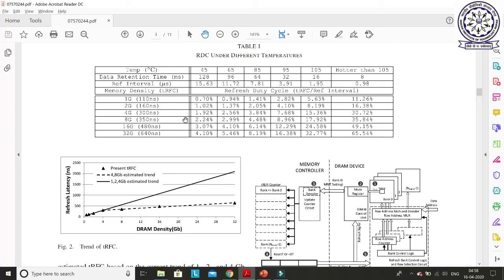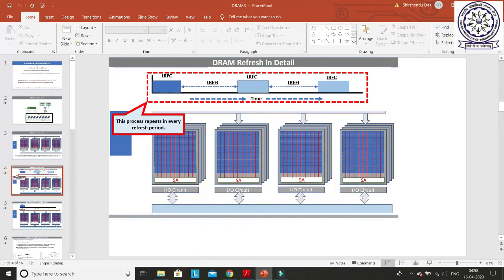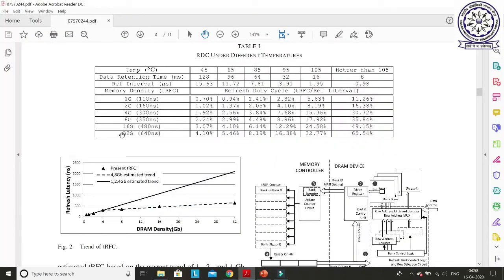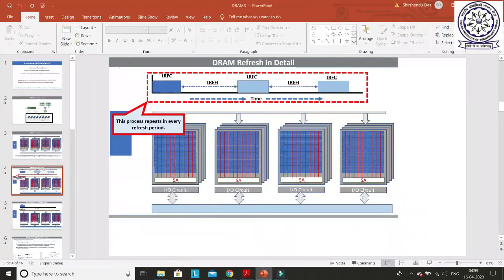These results show that during each refresh interval, for example from here to here, what is the percentage of time that a bank or a rank is blocked just for refresh operation? If this is the refresh interval, then this is the time where the rank was blocked for refresh. For example, if the density is 32 GB, then the tRFC time is 640 nanosecond. What is tRFC? This is tRFC.